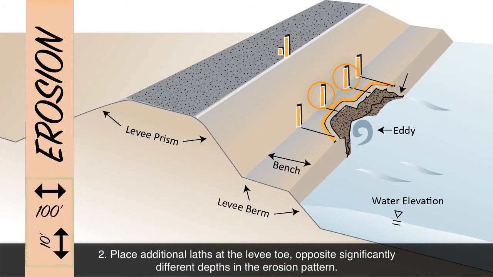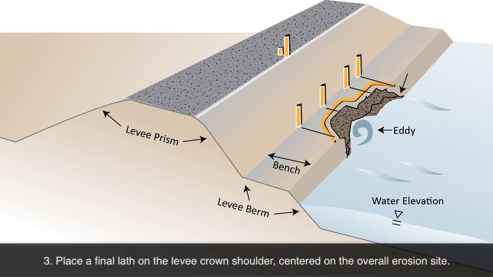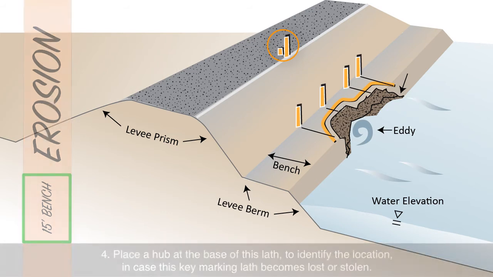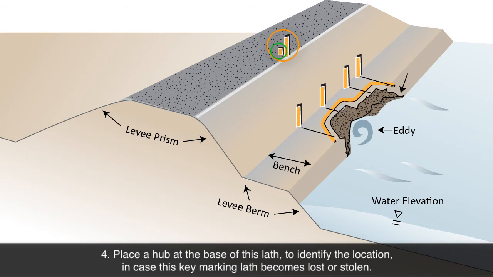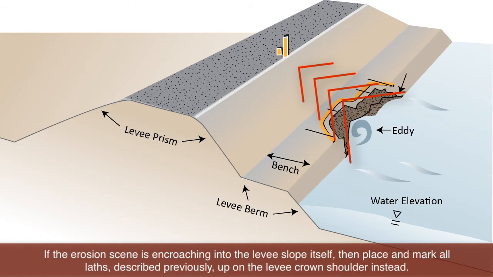When all of these laths are in place, place a final lath on the levee crown shoulder centered on the overall erosion site. Write down the longitudinal length of the erosion on this lath. Place a hub at the base of this lath to identify the location in case this key marking lath becomes lost or stolen. If the erosion seen is encroaching into the levee slope itself, then place and mark all laths described previously up on the levee crown shoulder instead of at the levee toe.